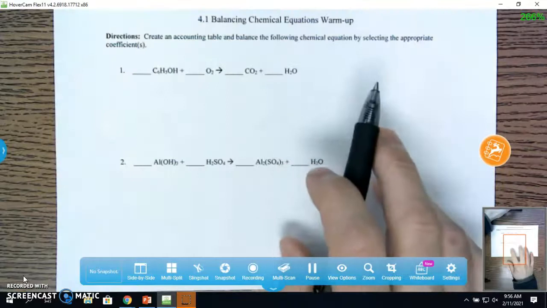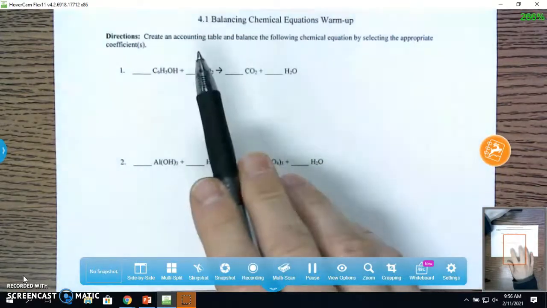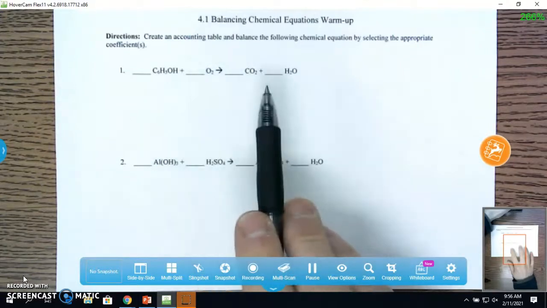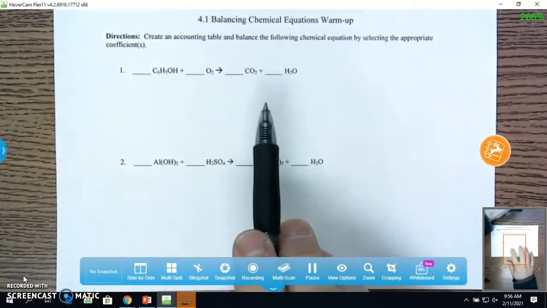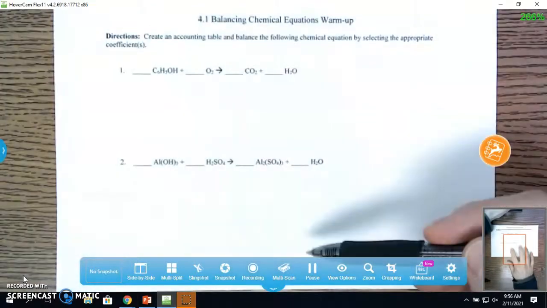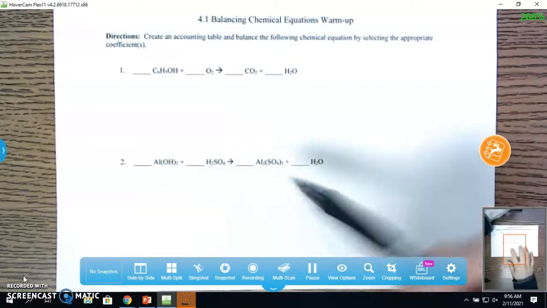As it indicates in the directions, we want to make an accounting table and then we want to pick coefficients to balance the number and type on the reactant and product side so that we can satisfy the law of conservation of mass. My suggestion is that you take a minute to try to do that and then click play and see what I do.